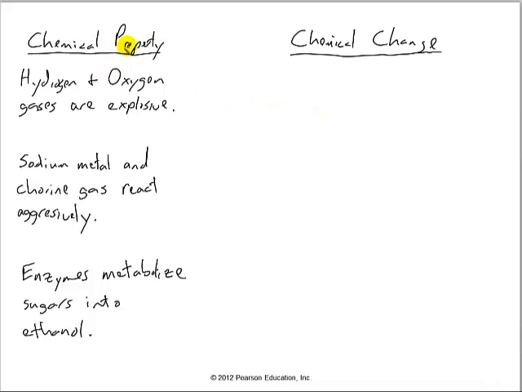But the chemical property, you might say, okay, these two gases are explosive, or that the metal and the gas react aggressively. That could be the chemical property, or the metabolism is a chemical property. It's a descriptive form more than anything else. In my view, in my opinion, chemical change is a much more detailed picture about what's going on. For example, if I want to describe hydrogen gas and oxygen gas reacting together, I would do it this way in a chemical change.